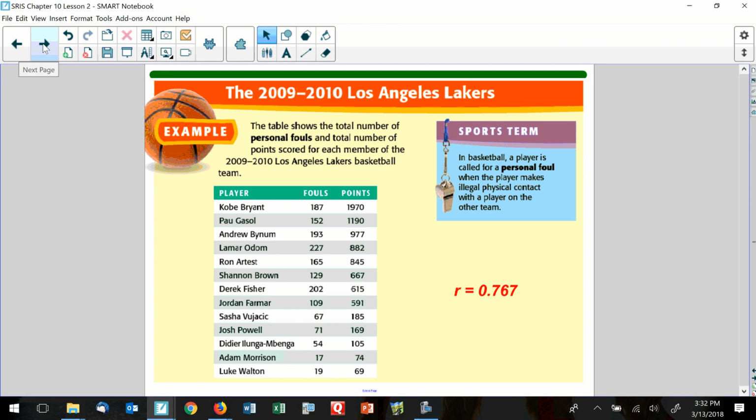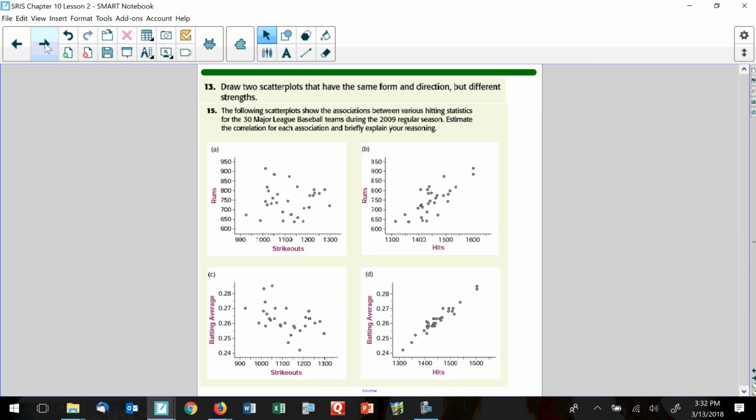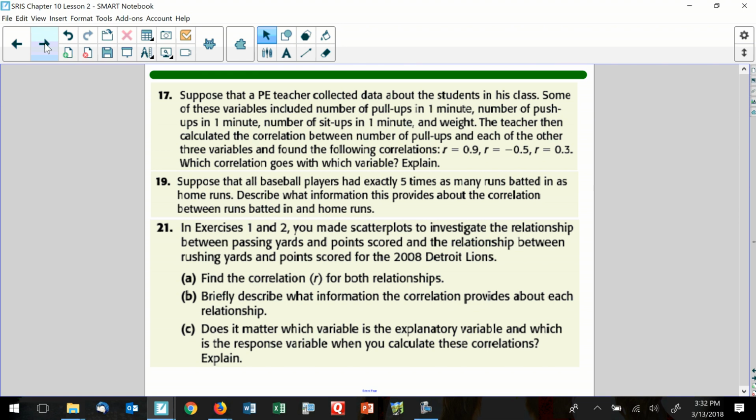Anyway, hope that makes sense and you understand now how to find correlation, because now we start our homework. I'm going to scroll through these problems so that you have a chance to pause it and do the problems if you don't have access then, but you can work on these in class. So here's number 2, 13 and 15. I'm moving slowly so you can pause. Here's the other 3, 17, 19, and 21.